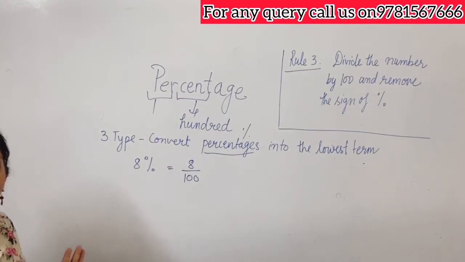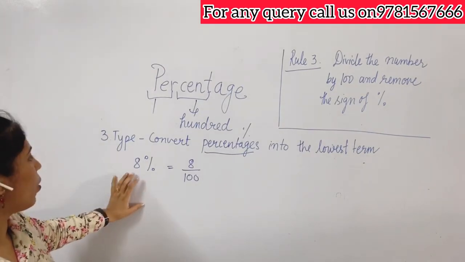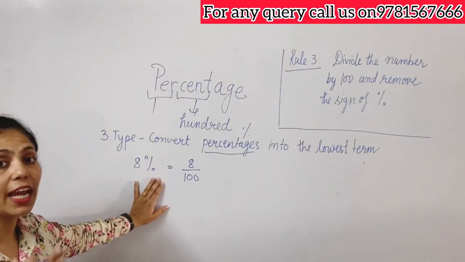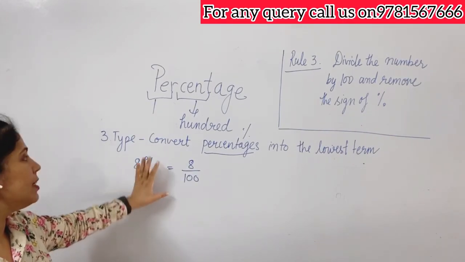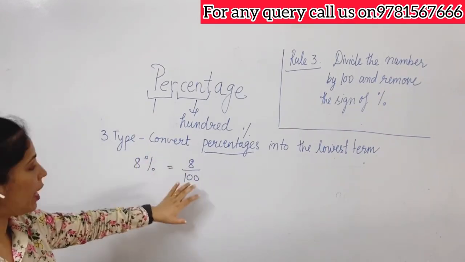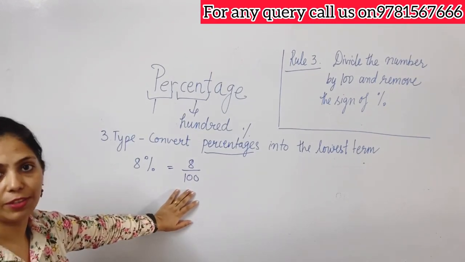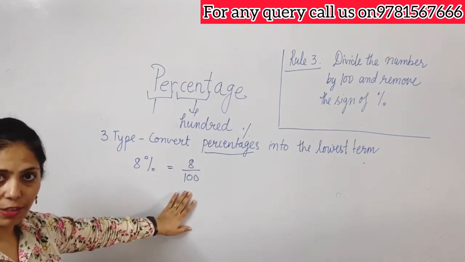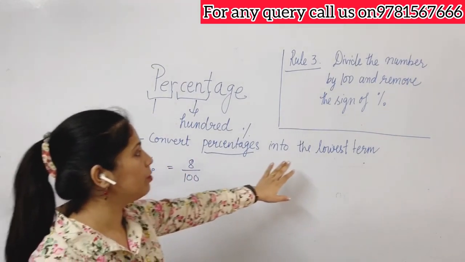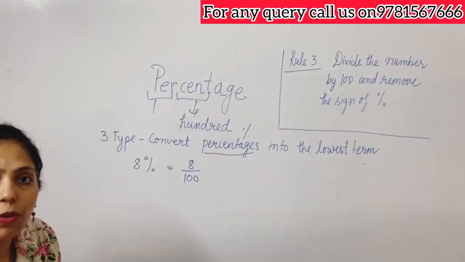Basically what we have done, this 100 means, if we remember, 8 out of 100, right? So what we are doing, instead of the percentage sign, we have put 100 as a denominator, right? So 8% means 8 upon 100. Now we have to convert this fraction into its lowest term. And how to solve the lowest term?